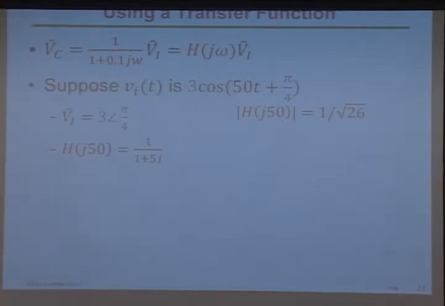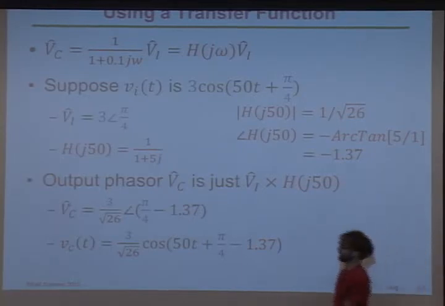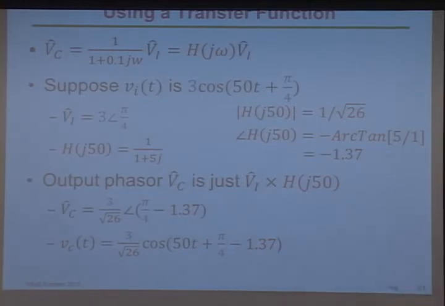what the circuit's going to do is scale down your signal by a factor of root 26, and at that frequency it's going to delay it by 1.37 radians. So if you want to find what the actual phasor is, you just multiply it. Like, there's all the stuff we've been doing, and what you'll find is the final signal, which is scaled by root 26, and it's delayed by 1.37. Okay, so that's sort of the most obtuse way.